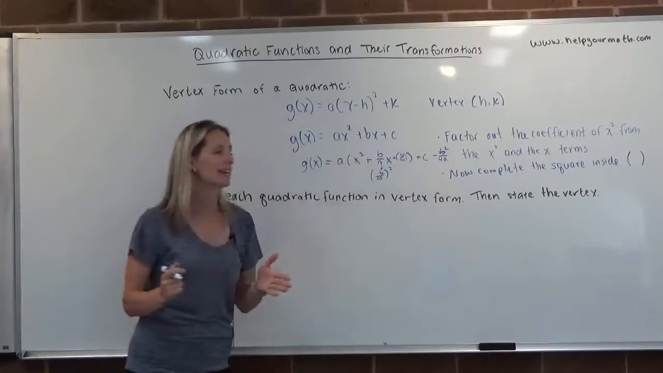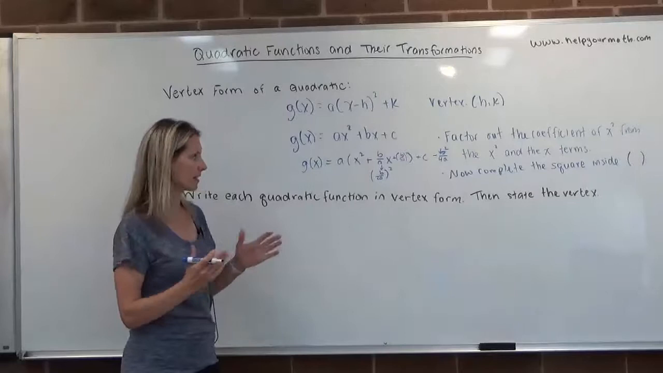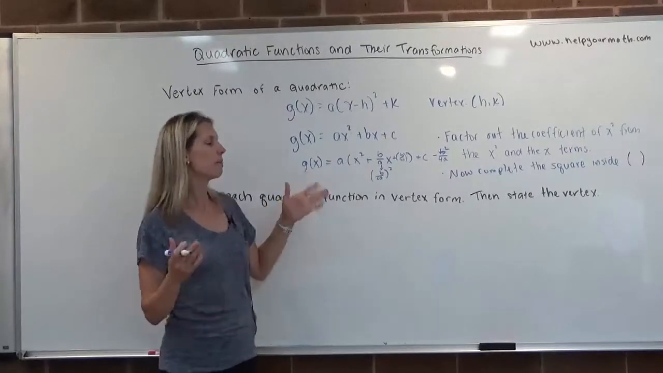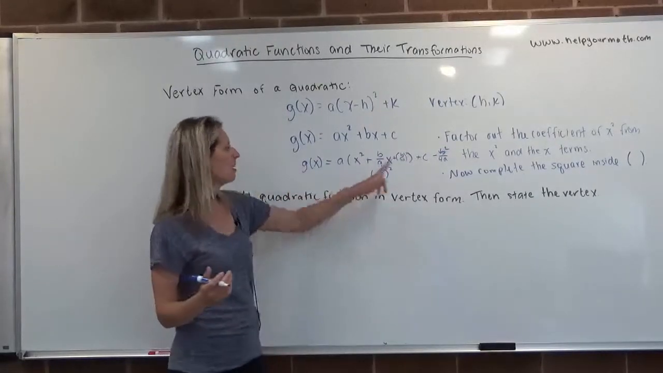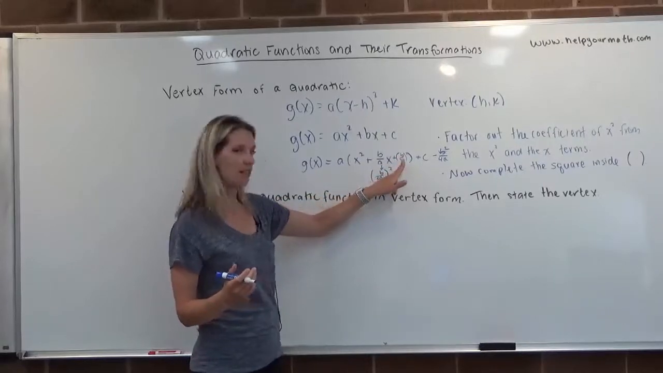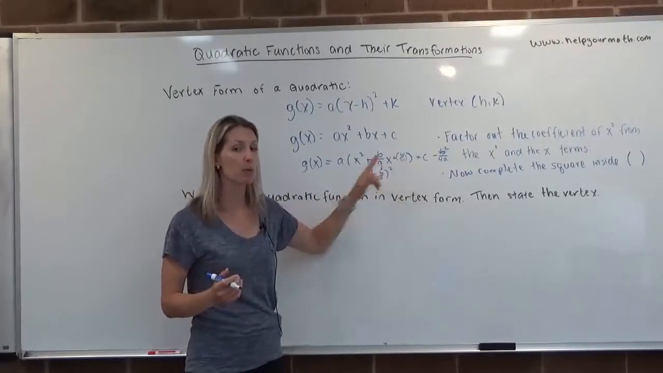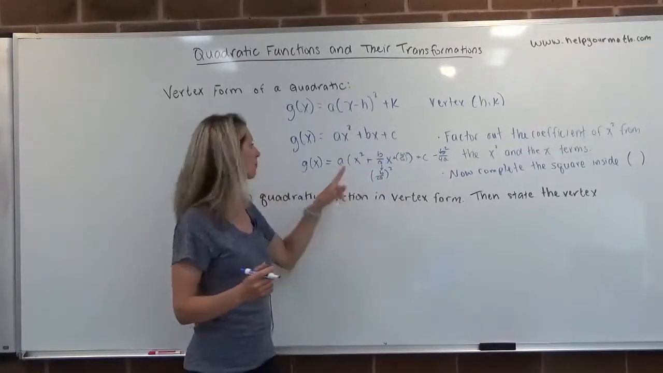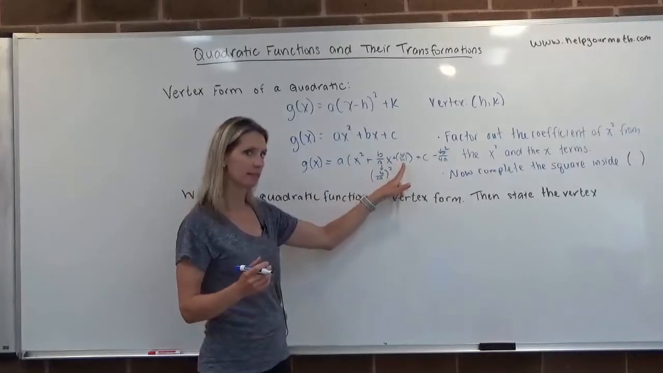Now again, where did I get the b squared over 4a? That's kind of an awkward thing. And when we look at examples, hopefully it'll clear it up. But we added this inside the parentheses. What we really added to the entire side was a times this.